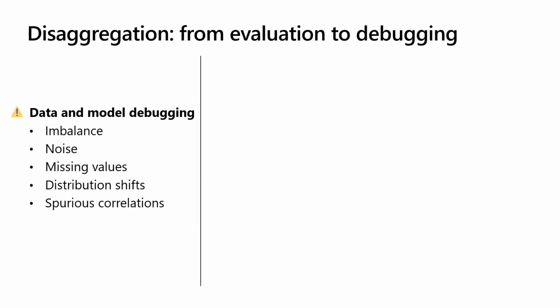Now that we have introduced the main concepts of cohort definitions and design, the question is, what can I do next with the information coming out of a disaggregated evaluation? Indeed, the cohorts found with highest error rates can be used as starting points to go back to the training data or the model and understand what may be causing those errors.